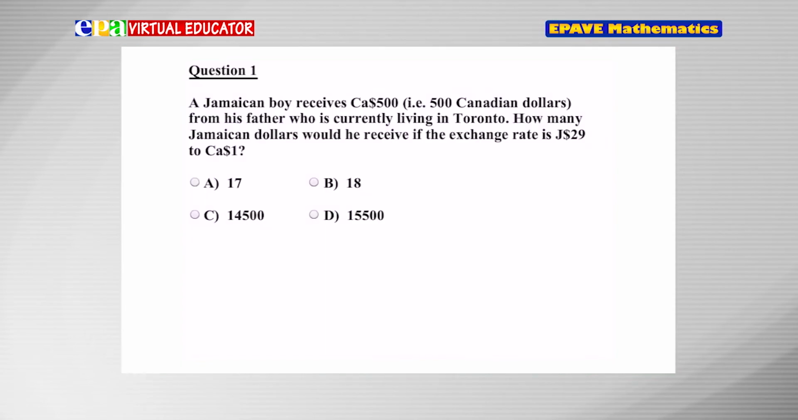A Jamaican boy receives 500 Canadian dollars from his father who's currently living in Toronto. How many Jamaican dollars would he receive if the exchange rate is 29 Jamaican dollars to 1 Canadian dollar? A, B, C, or D?